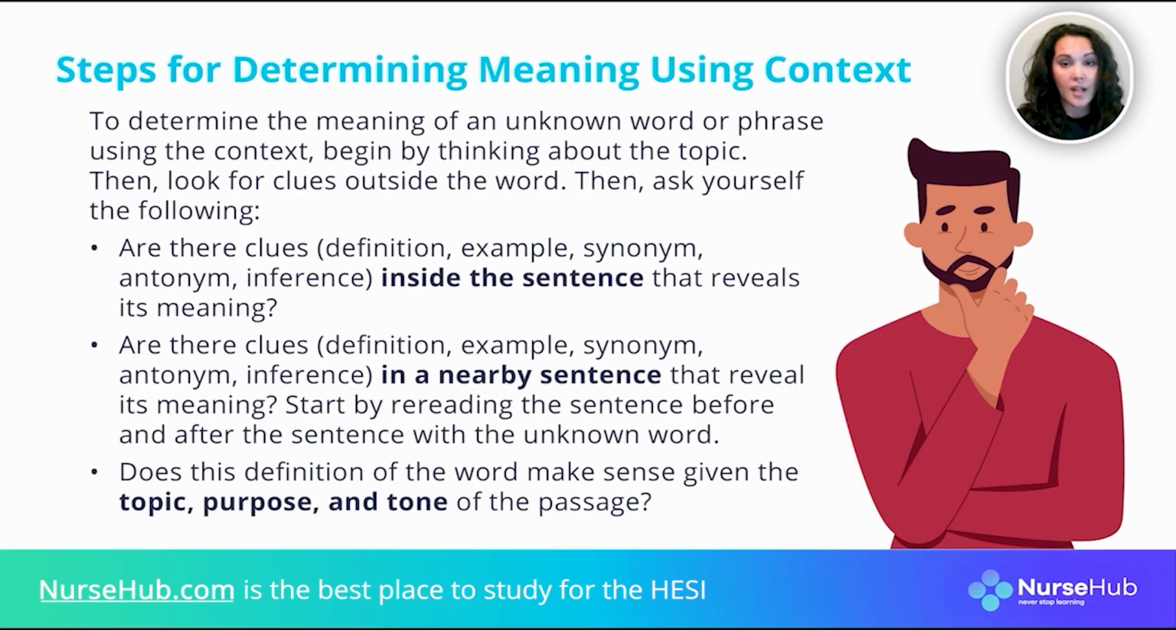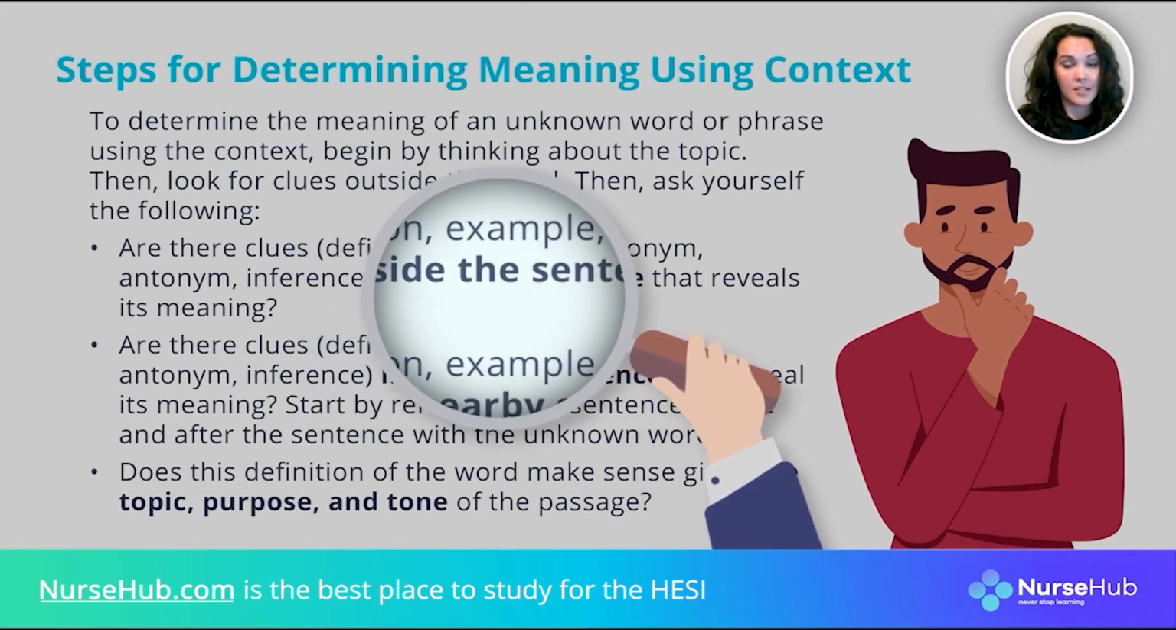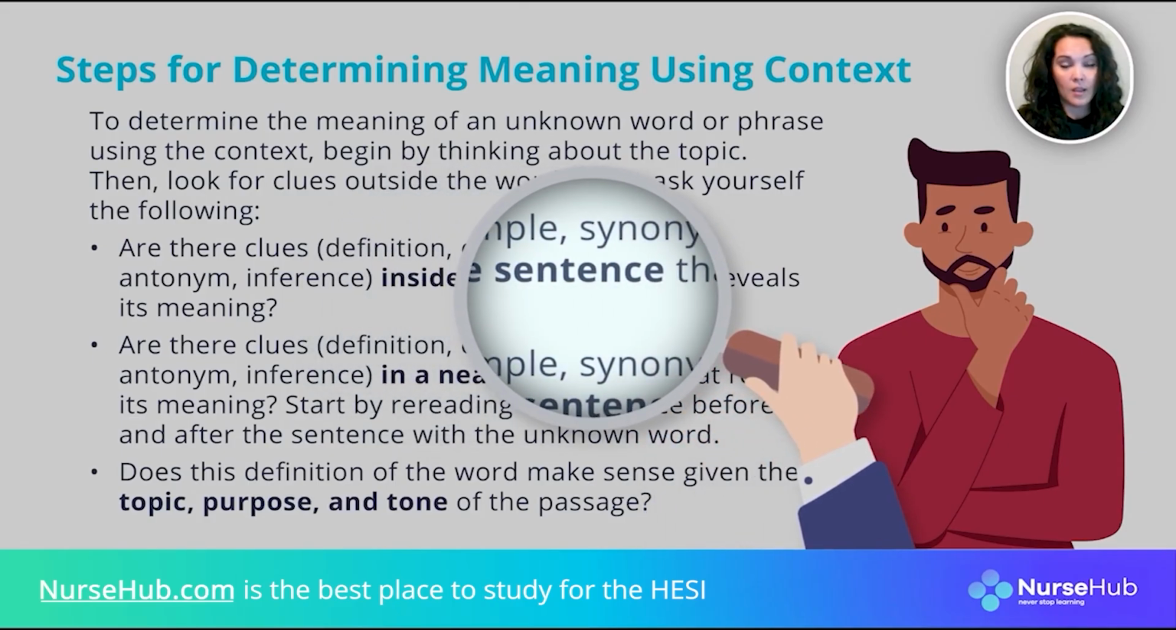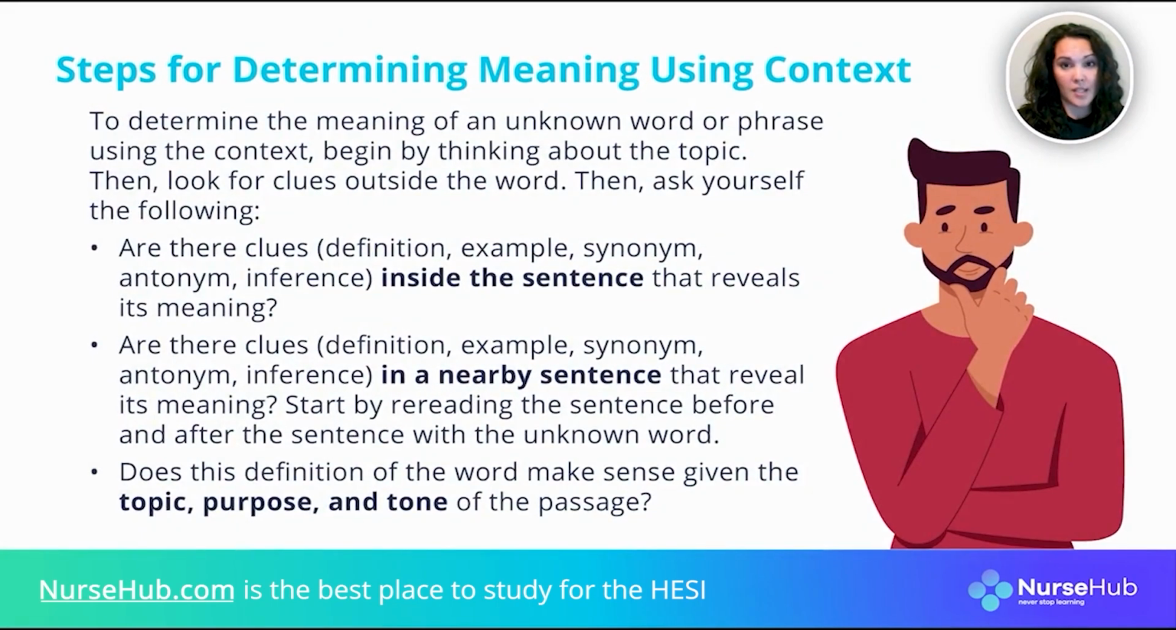So after you've done that, it's really helpful for you to look around the word physically in the paragraph to see if there are any context clues available, because sometimes, again, there might be an example, there might be a definition, things like that. And then you can ask yourself these questions in order to get the correct definition. So, are there clues inside of the sentence that reveal its meaning? Are there clues in a nearby sentence that reveal its meaning? And does this definition of the word make sense given the topic, purpose, and tone?